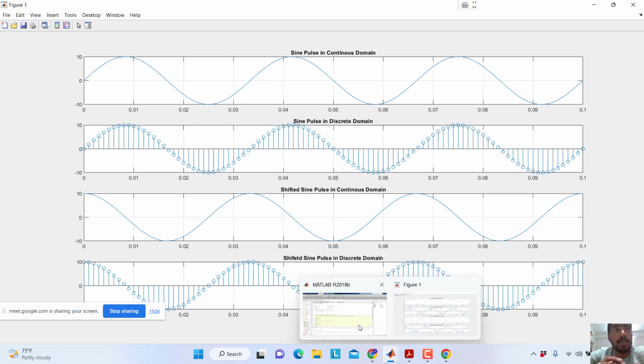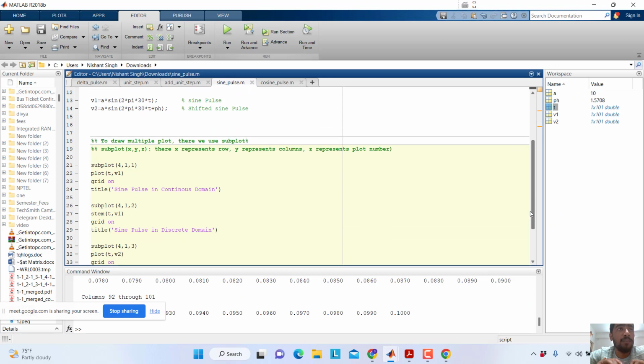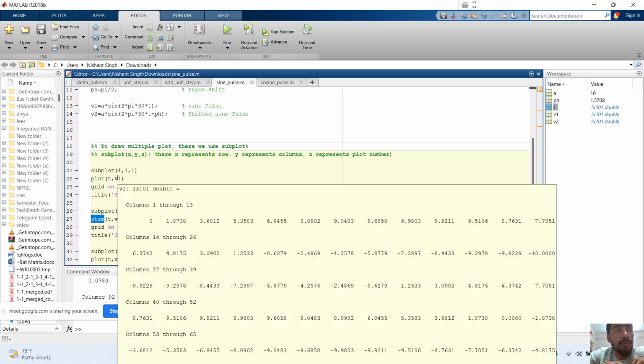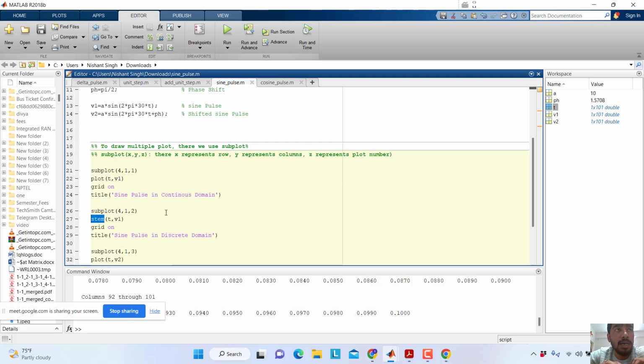We will go for the view again. We use plot to draw the continuous signal, and we use the stem function to draw the sine pulse in the discrete domain. If you want to draw in a discrete domain, use stem. t represents the x-axis, and v1 is our sinusoidal signal. Plot, subplot, stem are standard functions of MATLAB. So there we plotted our v1.